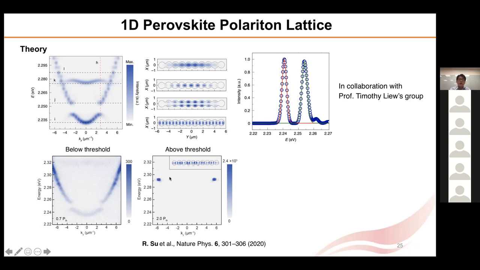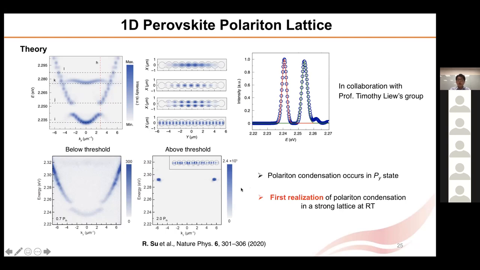By looking at the real space image, we can see that in each pillar, we observe a two-knob feature that corresponds to the PY state. So this suggests that polariton condensation actually occurs into this PY state. And this is actually the first realization of a polariton condensate in a strong lattice at room temperature.